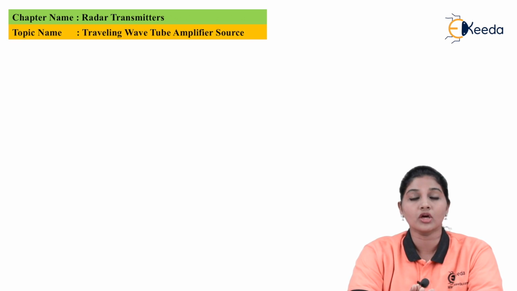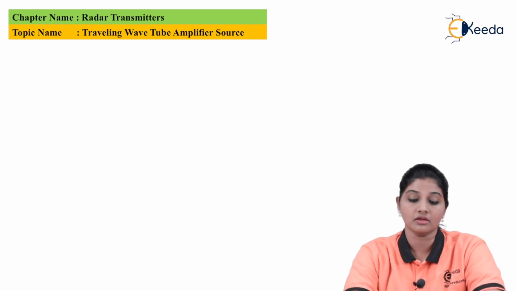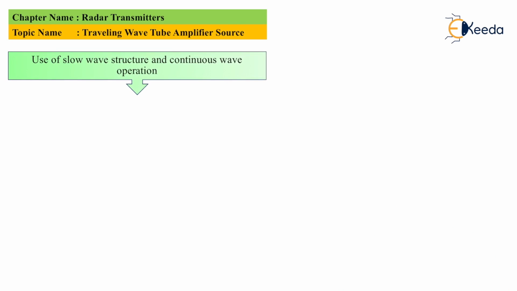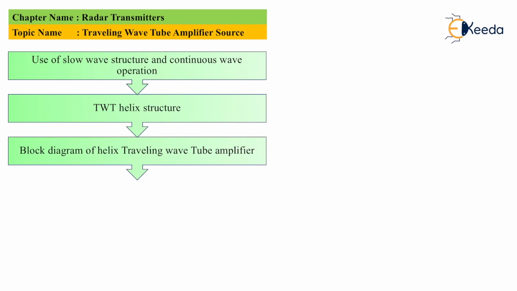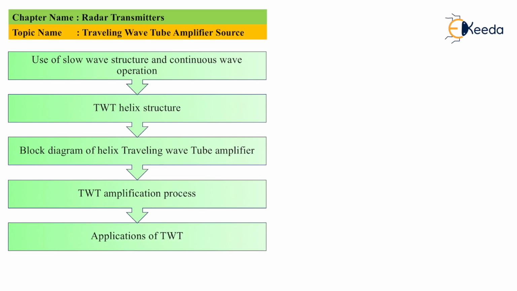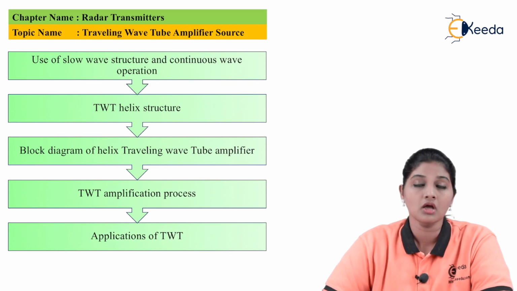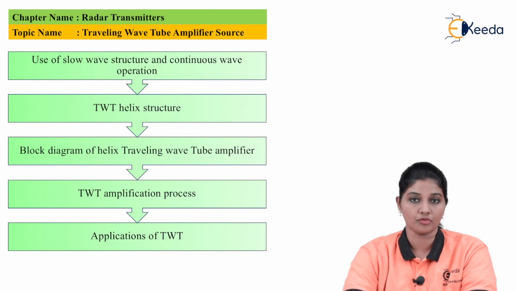Now in this topic we are going to specifically discuss the traveling wave tube amplifier, and along with it we are also going to discuss the following topics: use of slow wave structure and continuous wave operation, the TWT helix structure. Then we will have a look at the block diagram of the helix traveling wave tube amplifier. Then we will also discuss the TWT amplification process, and at the end we will find various applications of TWT. At the end of the topic we'll discuss some MCQs so that we can understand the topic properly. So let's begin with the TWT, that is the traveling wave tube.